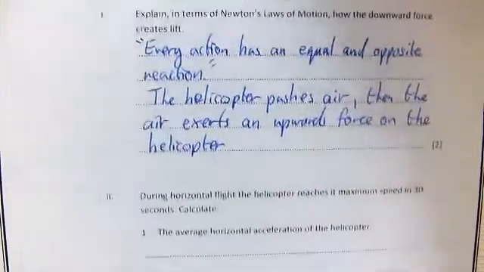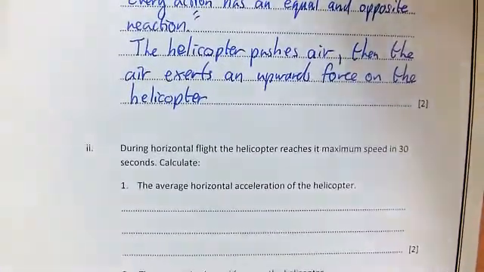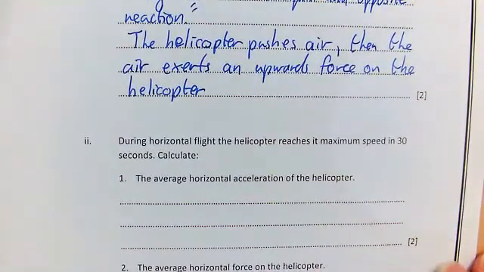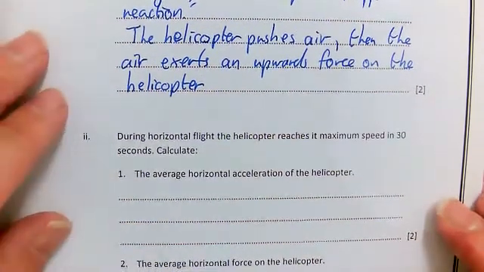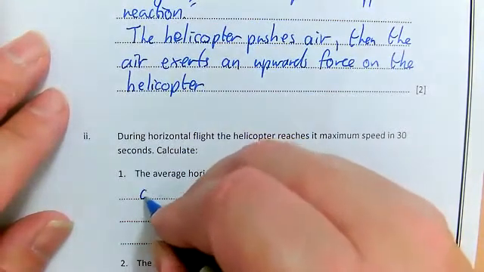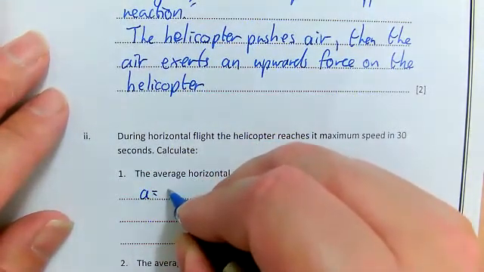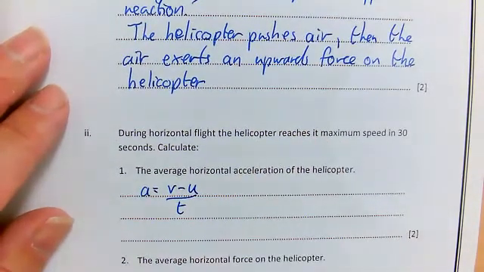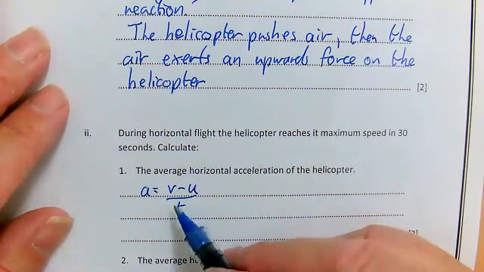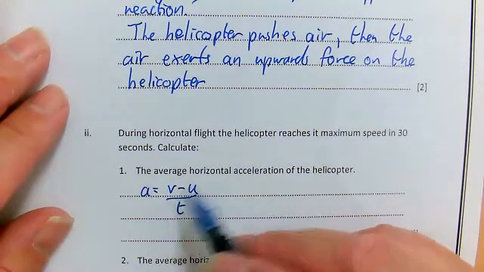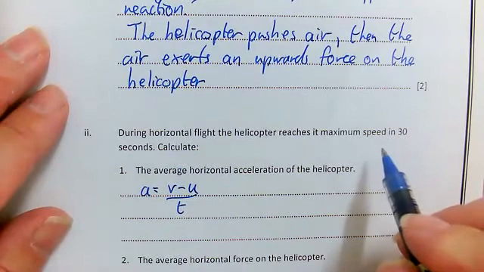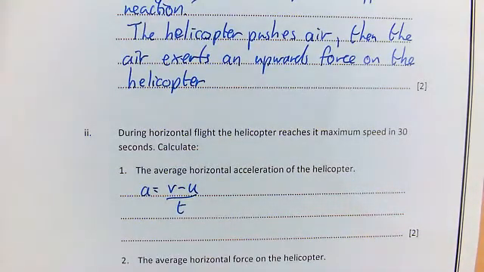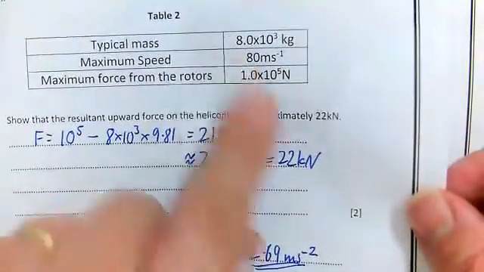Right, it then says, during horizontal flight, the helicopter reaches its maximum speed in 30 seconds. So calculate, first of all, the average horizontal acceleration of the helicopter. So the acceleration is going to be v minus u over t. It's a SUVAT equation. Okay. We know t. We don't know v. Yes, we do know v. It's maximum speed. It's 80 meters per second because it's on the data table. It tells you it's 80 meters per second.